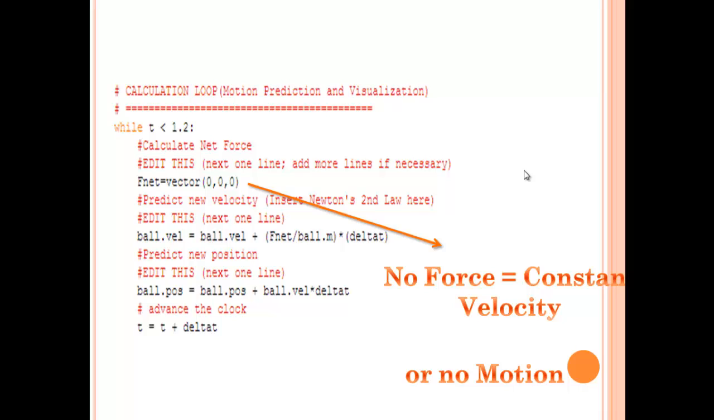With the Python program, I changed parts of the Python example to establish the conditions for predicting the speed and position, stating that the net force will be equal to 0 newtons. So here we have the part of the Python program where we set the net force F net equal to the vector 0, 0, 0. If we don't have force, then the object is at constant velocity, or the object is not in motion.